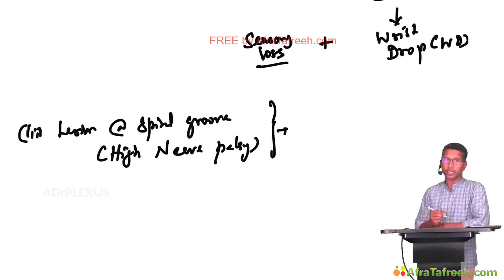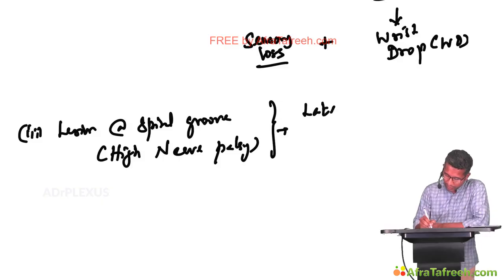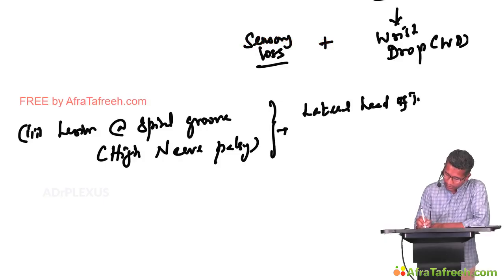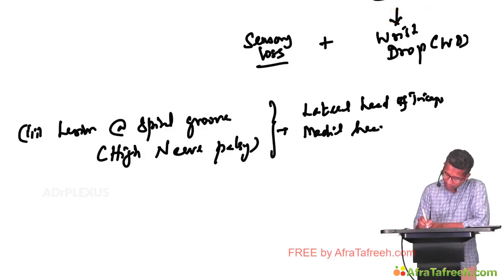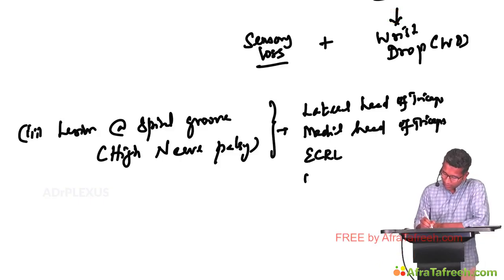Okay guys, so whenever there is a lesion at the level of spiral groove, just tell me what are the muscles that are getting paralyzed now. One is the lateral head of triceps, which is not working now whenever there is an injury at the level of spiral groove. Then the medial head becomes weak, the medial head of triceps will become weak. Then ECRL and the other finger extensors will become weak.